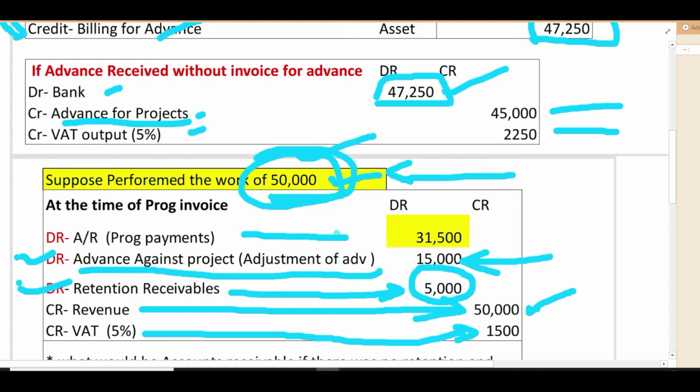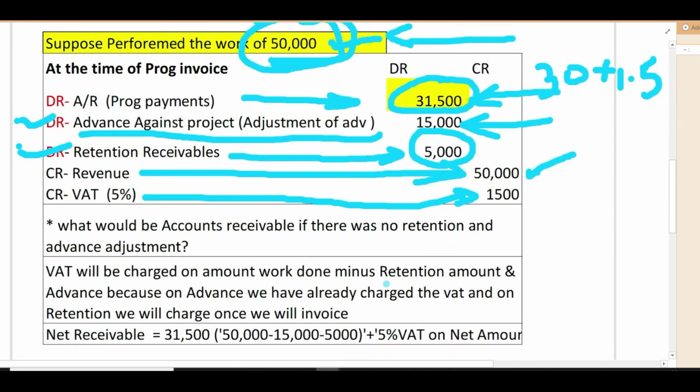Now for the receivable against this progressive payment, what will be the remaining amount? 50,000 minus 15 minus 5, so 30,000. This 30,000 is the progressive payment that you are supposed to receive, but you have to charge VAT on that 30,000 as well. Once you charge the 5% VAT on that 30,000 amount, that will be 31,500. So this is divided into two things, 30,000 plus 1,500 of VAT. That's how we have reached this point, 31,500.